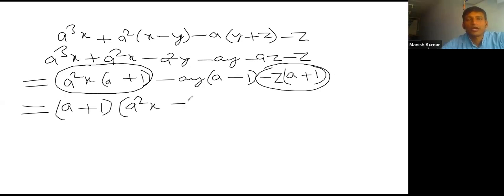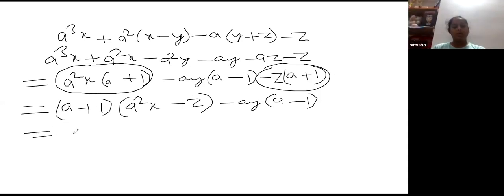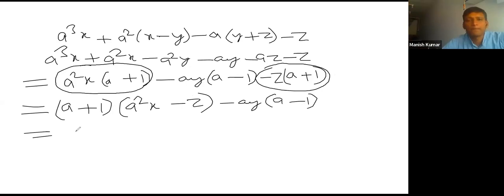A square X minus Z we will have to write. And whatever is left is to be written here. Isn't it? Yes. Equal to now A plus 1. If we would have been having A plus 1 here, that would have been easy. One second, let me check. Yes. Here it will be A plus 1, not A minus 1. Minus AY into A plus 1 will be solving our issue. Understood?